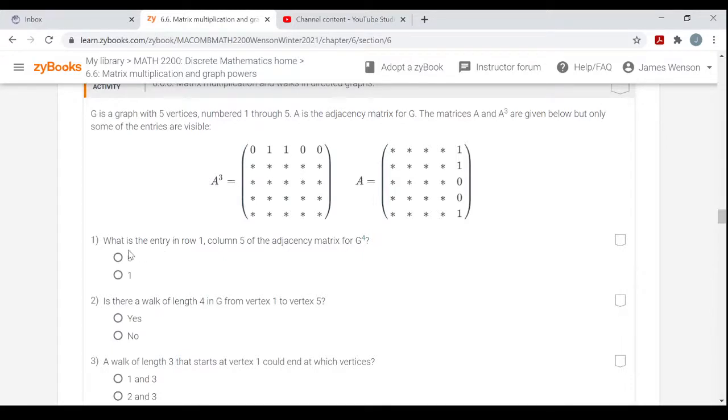So what is the entry in row 1, column 5 for the adjacency matrix for G to the 4th? Now if you want G to the 4th's adjacency matrix, that would be A to the 4th, which would be A cubed times A. So I would be multiplying these two matrices. And if I want the entry in row 1, column 5 of A to the 4th, I'll take row 1 of A to the 3rd and do the dot product with column 5 of A. So what's the dot product of this first row of A cubed with the 5th column of A? There's a 1 times 1 in there, so it would be 1.